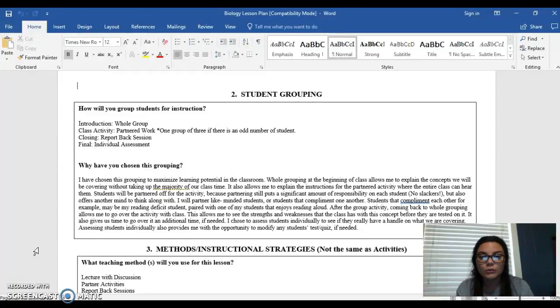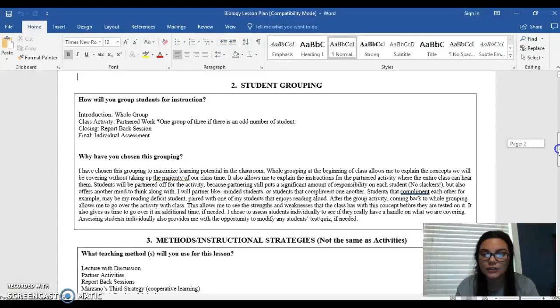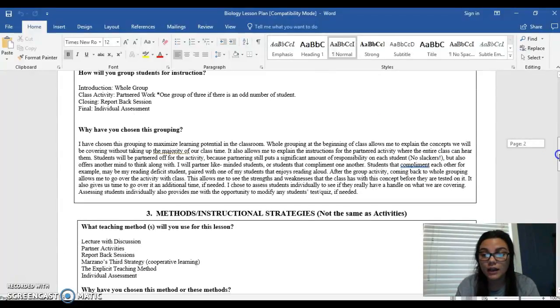The report back session allows me to see strengths and weaknesses within the class and kind of recover the concept and work on any kinks that they may have with it before they get individually assessed. And individual assessment allows me to modify for any students that may need it.